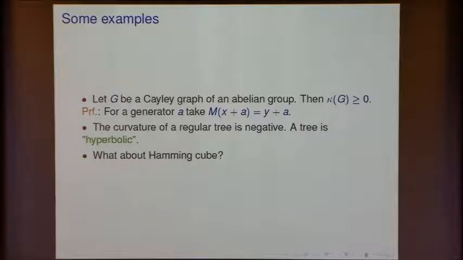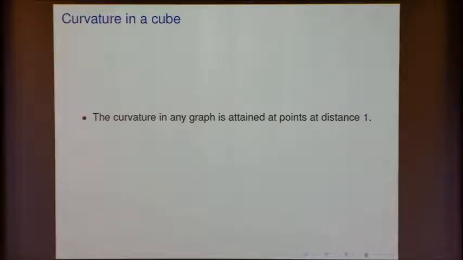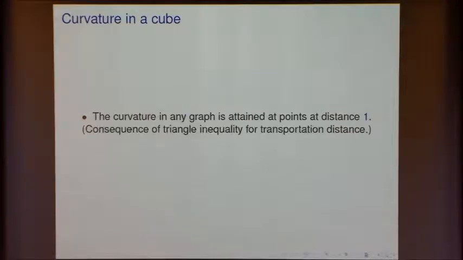So what about the Hamming cube? It's a very simple observation that the curvature in any graph is attained at adjacent points. This is just a consequence of the triangle inequality.